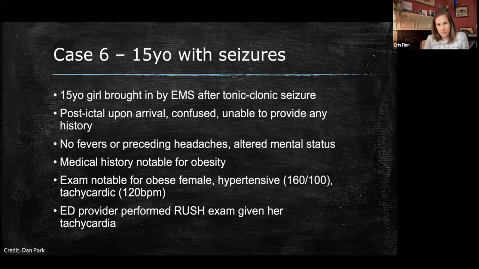Her medical history is notable for obesity, and on your exam, there's not all that much that you can really get, although she's hypertensive and tachycardic. So the ED provider, he wasn't sure what had caused the seizure, and so he wanted to just quickly perform a rush POCUS exam, given her tachycardia.